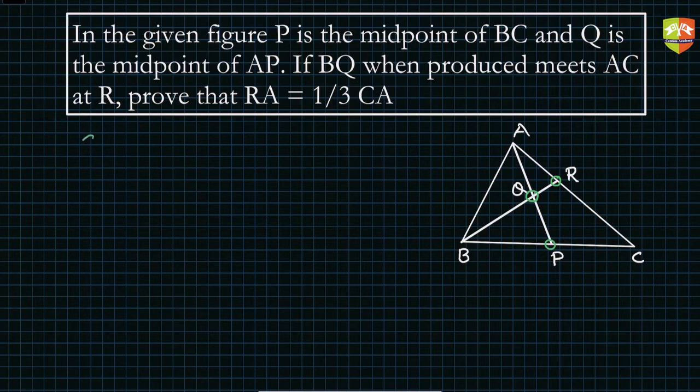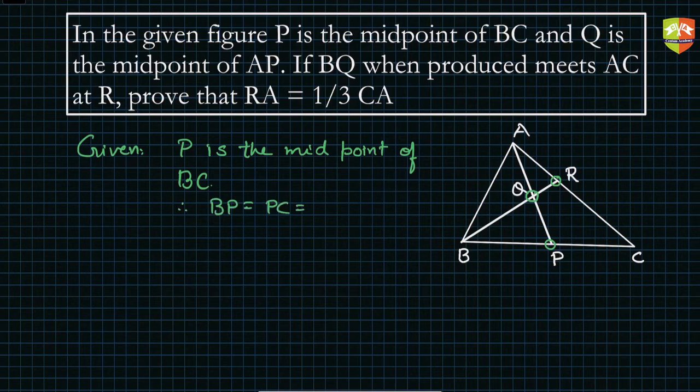So how to go about this proof? First of all, let's do the customary activities. Given: P is the midpoint of BC, therefore BP is equal to PC. Similarly, AQ is equal to QP. We have to prove, and I will be writing a simplified version of the given statement, AR by AC is equal to 1/3.